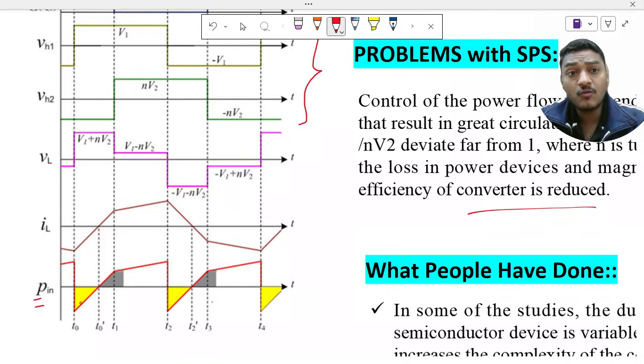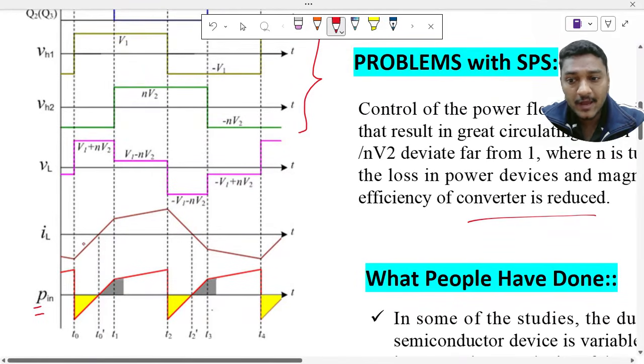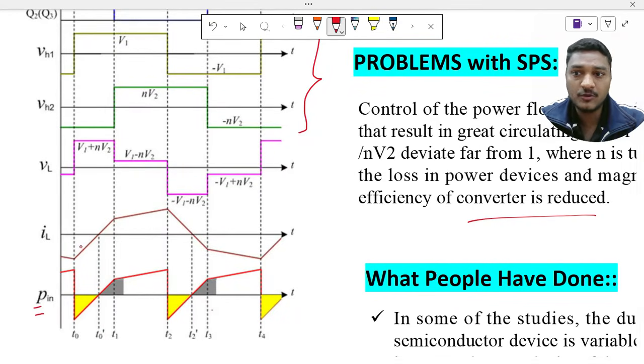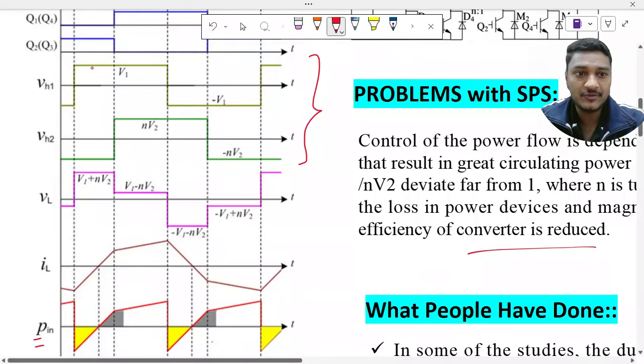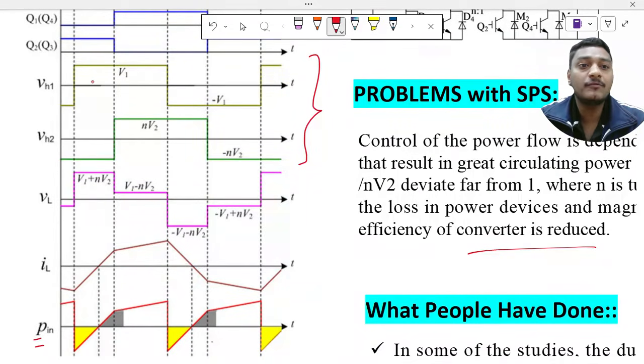Now what solution do we have? Just like the soft switching concept, either make IL equal to 0 or make VH1 equal to 0 at this particular duration. So people came up with some sort of modulation that we call extended phase shift modulation, where they have tried to make this voltage 0. Initially it is negative, and then people have tried to make this voltage VH1 as 0. And how to do that? That is done with the help of extended phase shift modulation.